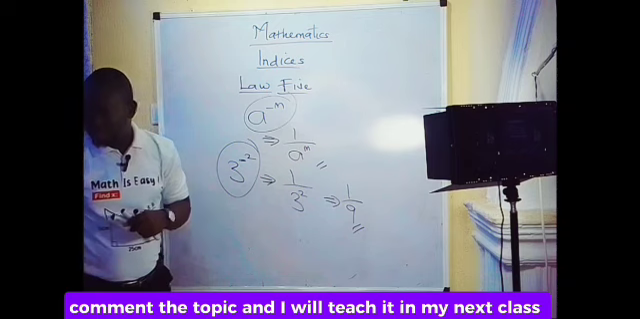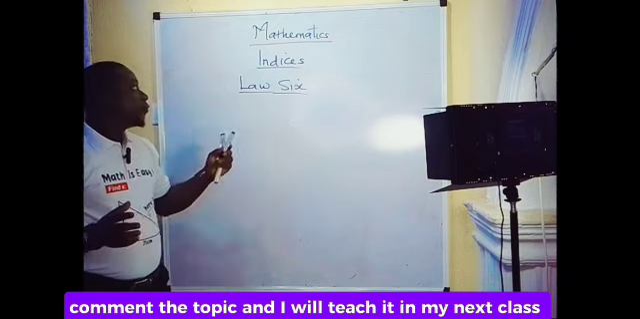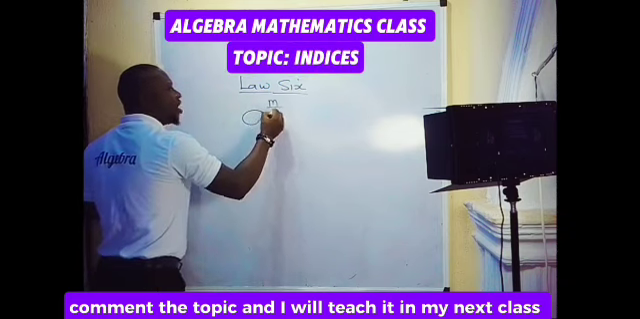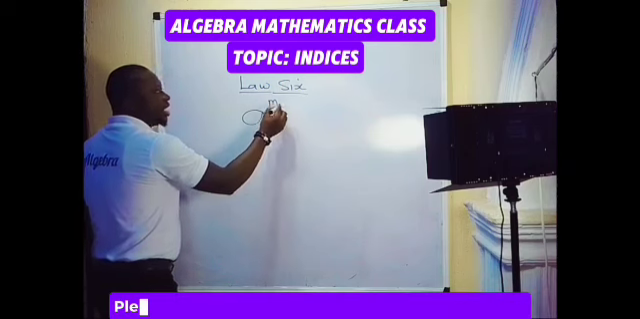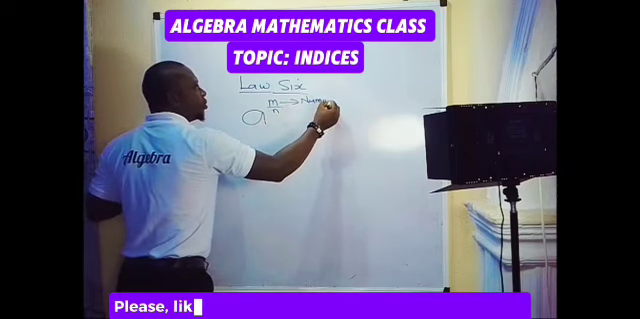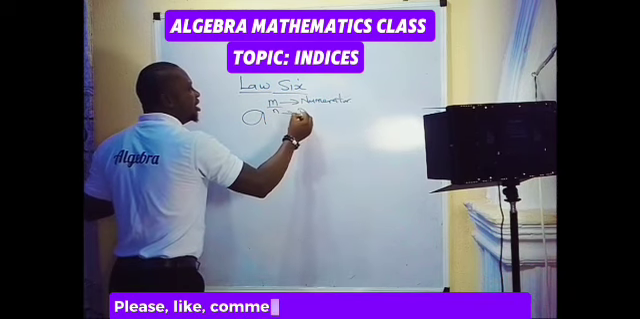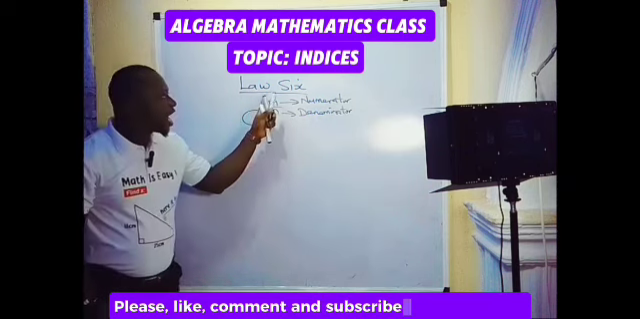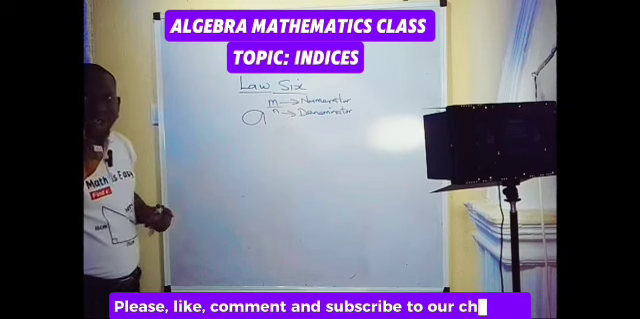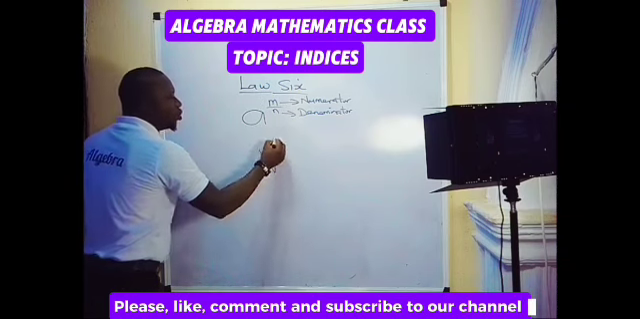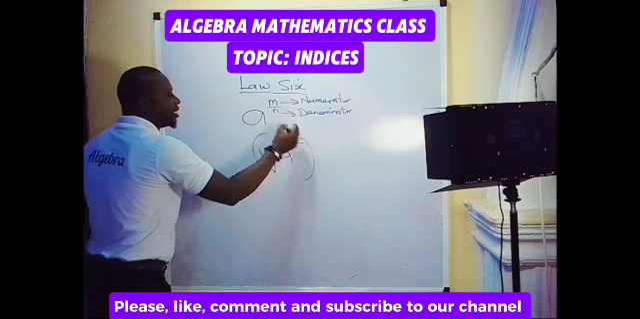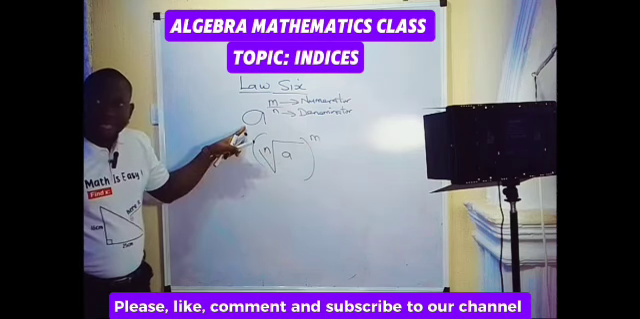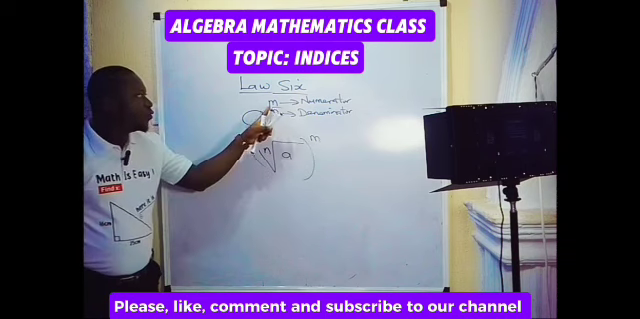Okay, now law 6. For law 6 is fractional index law. If I have a raised to power m over n, this is a fraction now. This is the numerator. This is the denominator. Okay, so if I have a fraction at the power, this is what the law is saying. The denominator will form the root of the base, which is a, or to the bracket of the numerator, which is m.